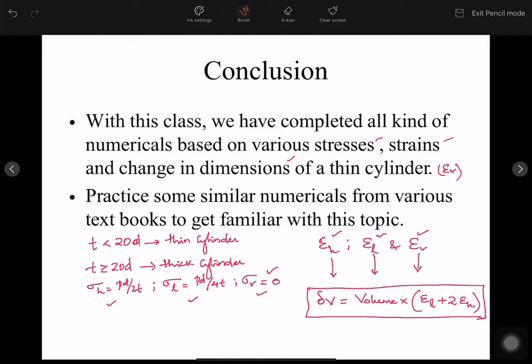So these things we have discussed in the previous tutorials, and we have solved various numericals on each and every concept. And also in this tutorial we have discussed how to finalize the thickness of the cylinder based upon various conditions. So t generally depends on stresses and internal pressures.